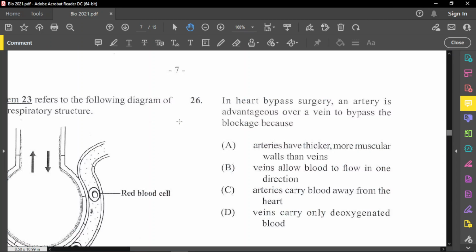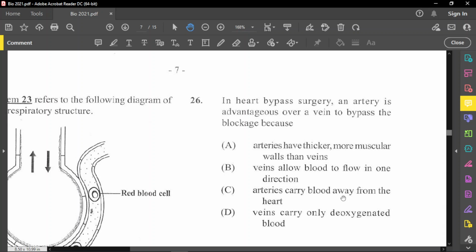So question number 26 said, in heart bypass surgery, an artery is advantageous over a vein to bypass the blockage because of what? Looking at option A, it said arteries have thicker and more muscular walls than veins, which is absolutely true. It said veins allow blood to flow in one direction, which is true because they have valves, but we're looking at the advantages of an artery over a vein.